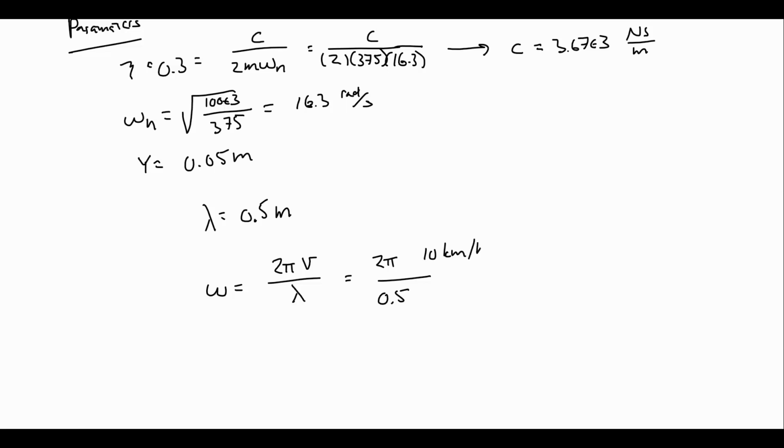But we want everything in our base units here. So 1 hour is going to be 60 squared seconds, since we want this in seconds. And we have a kilometer is 1,000 meters. And then the wavelength was already in meters. So our hours are going to go away, our kilometers are going to go away, and now we're operating in our base units. So we can calculate the angular frequency of this washboard road is going to be 35 radians per second.